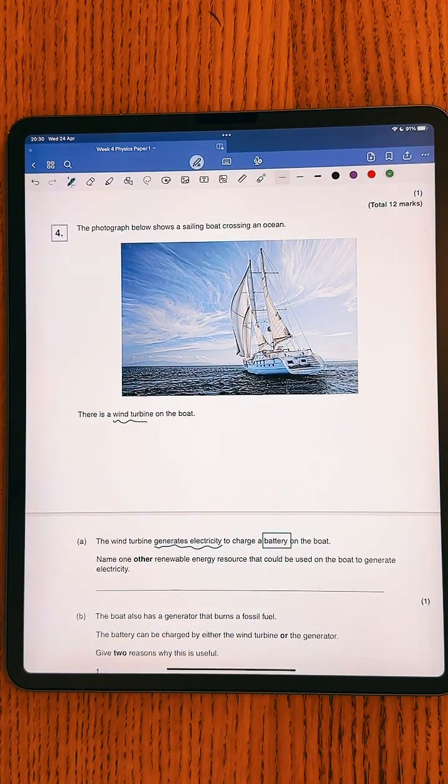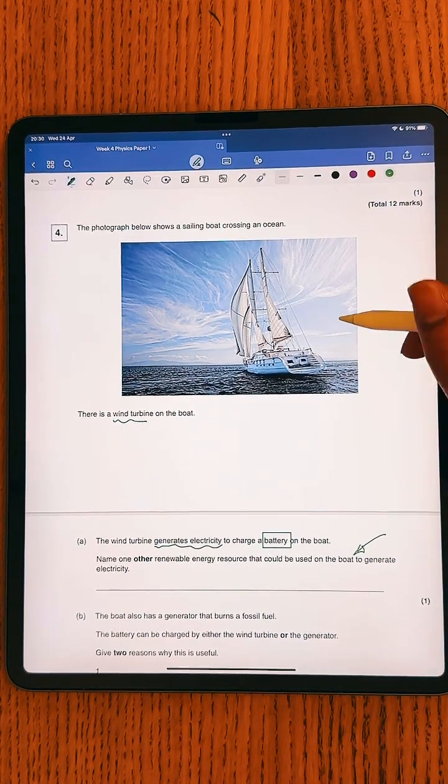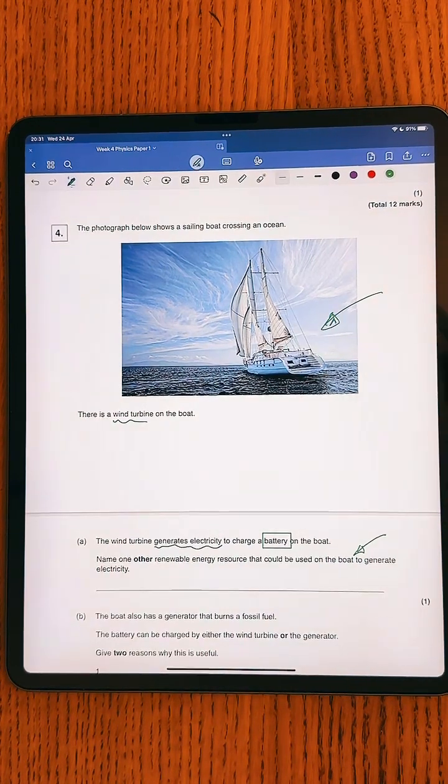Name one other renewable energy source that can be used on the boat to generate electricity. What do you guys think? It can't be any renewable source. It needs to be relevant to this boat. What do you guys think you could say?